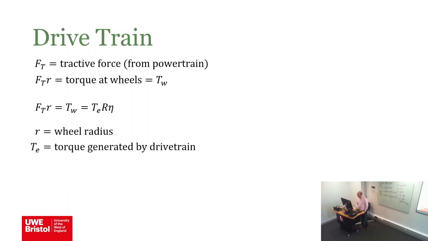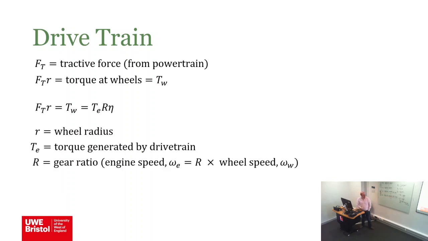So the wheel radius, torque is generated by the drivetrain, and R is the gear ratio, so the engine speed, omega E, is going to be R times the wheel speed, omega R, which is the rotational speed of the wheel. So they're all related. The FT, which is what we've been discussing, comes from the engine, and through the ratio, or the radius of the wheel, and the ratio in the gearbox, you can work out the torque required to be generated by the engine, TE.